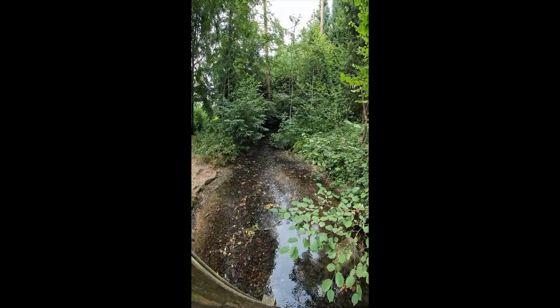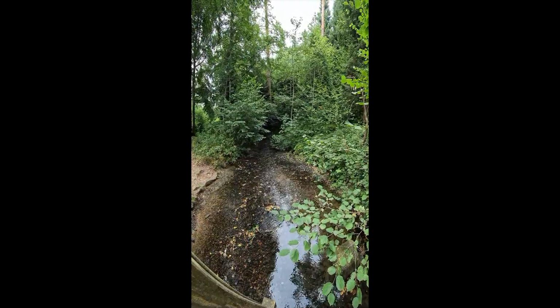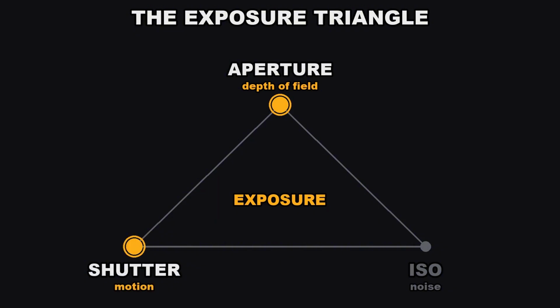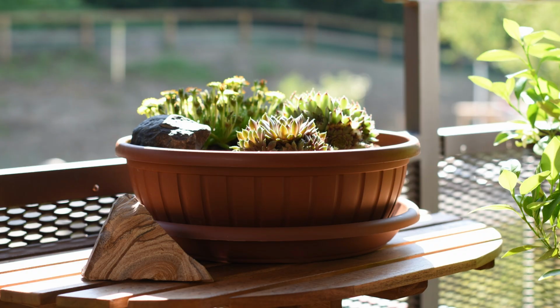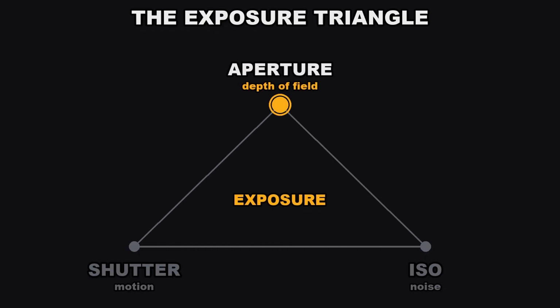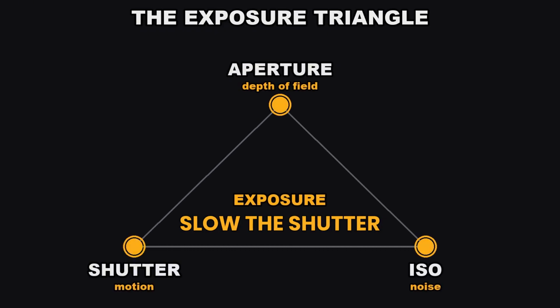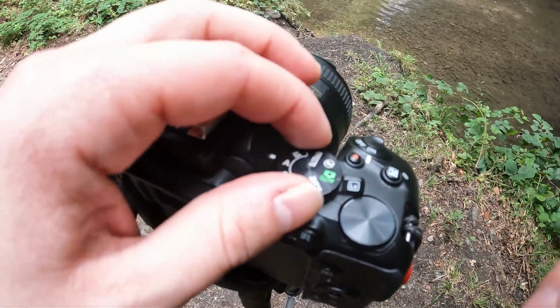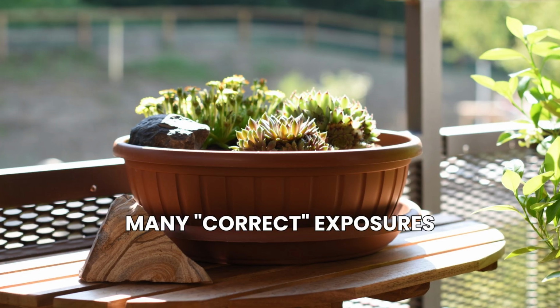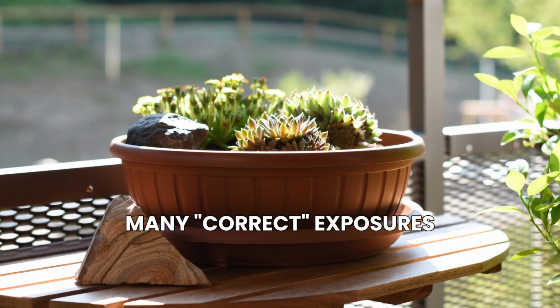Here's why it's called a triangle. All three change brightness for exposure. They're interchangeable. Need more light? You can open the aperture or slow the shutter or raise ISO. Any of them brightens the shot by the same amount, which means for any scene there are many correct exposures.